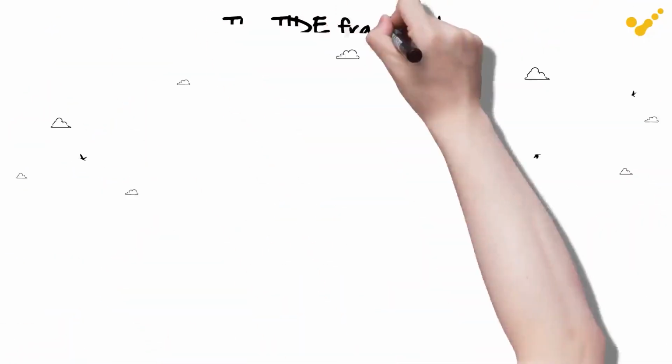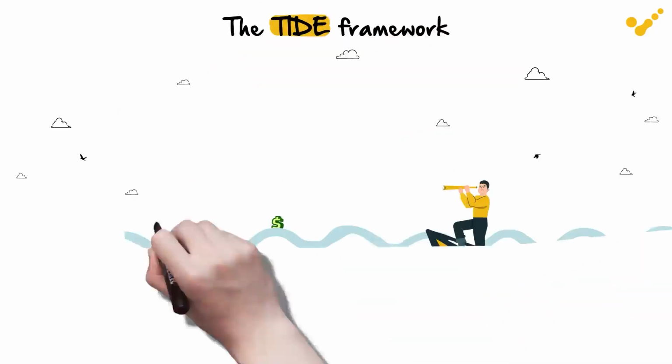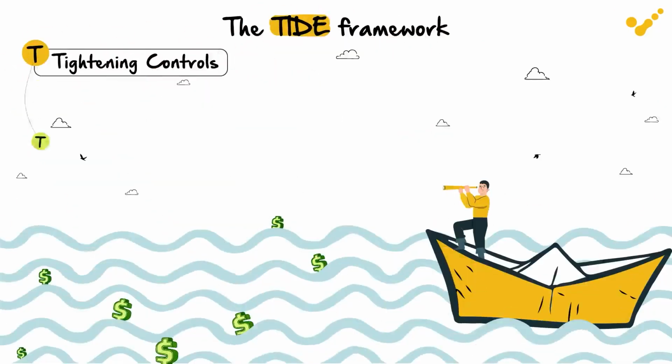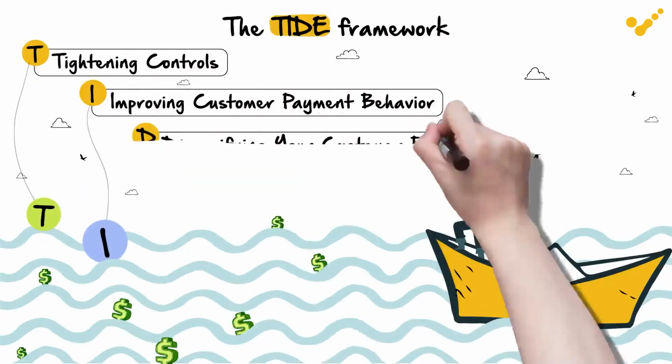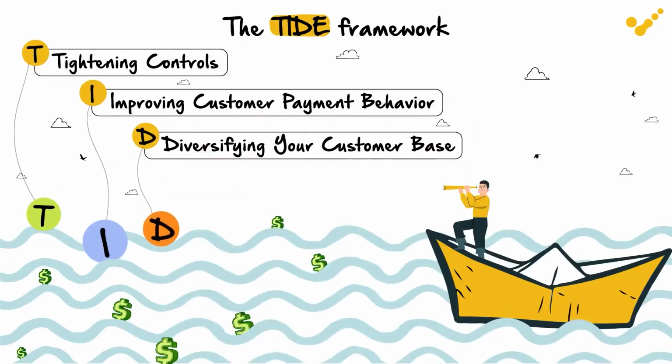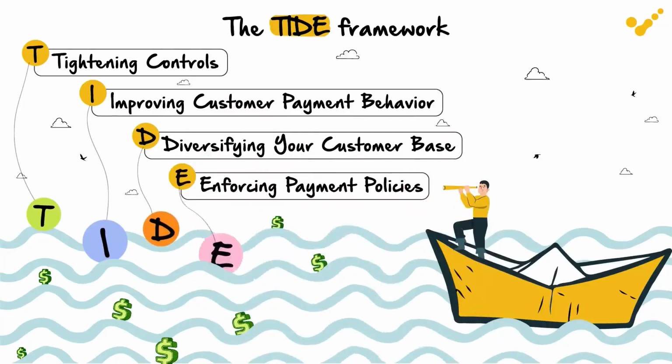That's where the TIDE plan comes in. TIDE stands for tightening controls, improving customer payment behavior, diversifying your customer base, and enforcing strict payment policies. Let's break it down together.